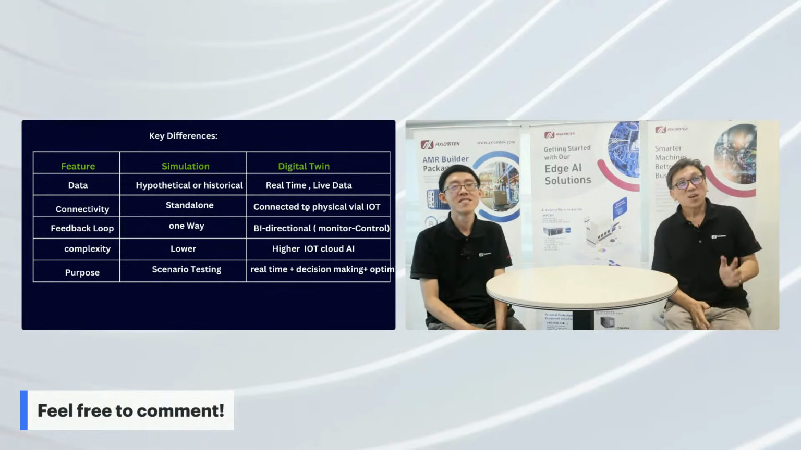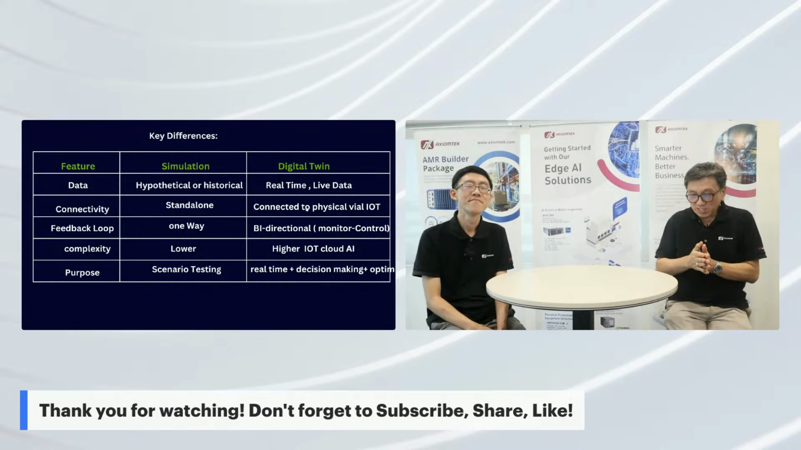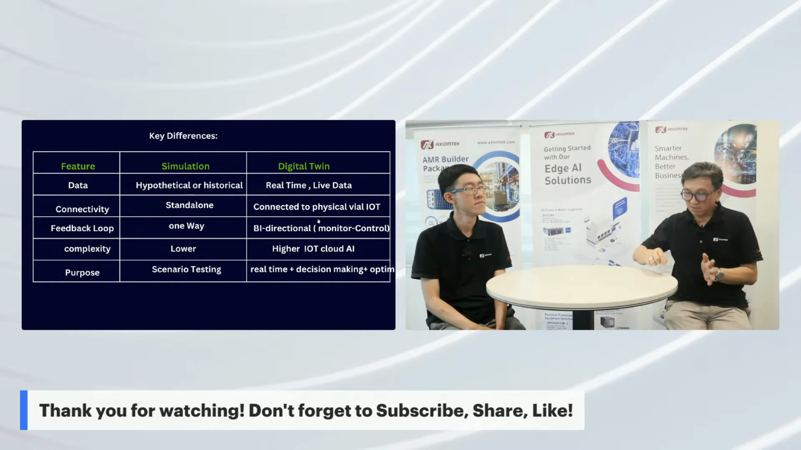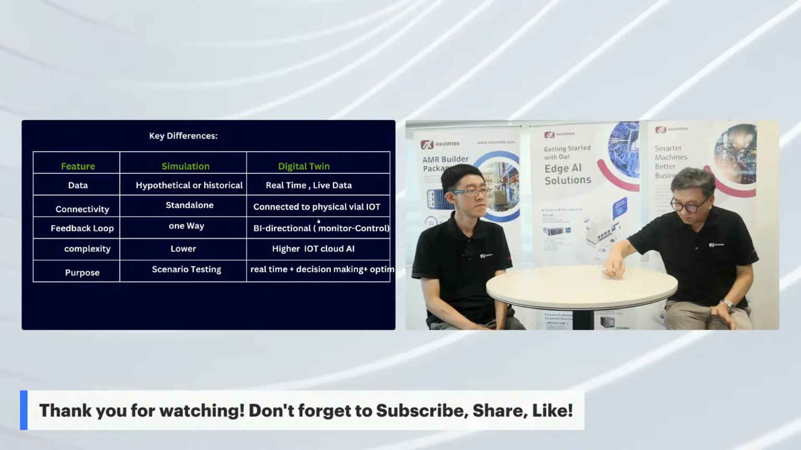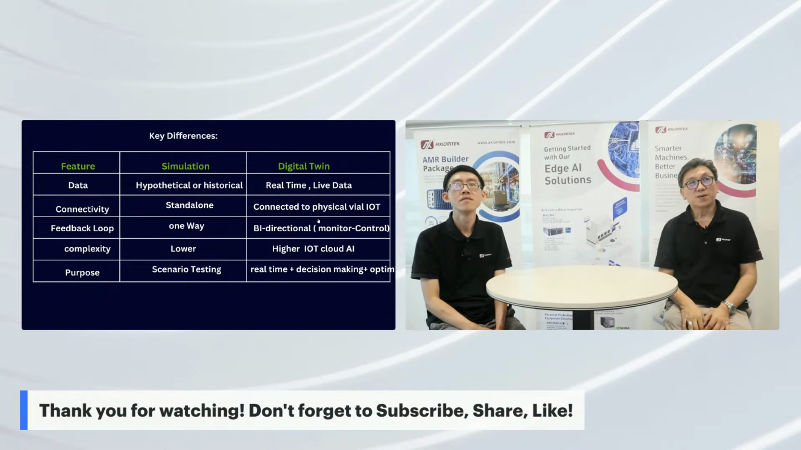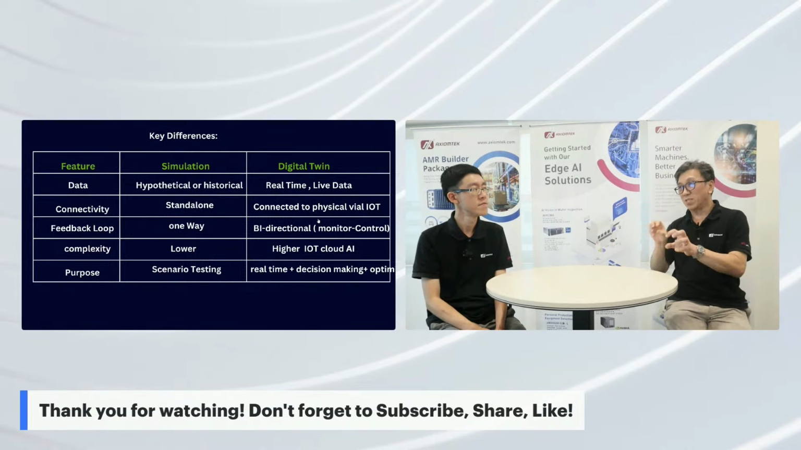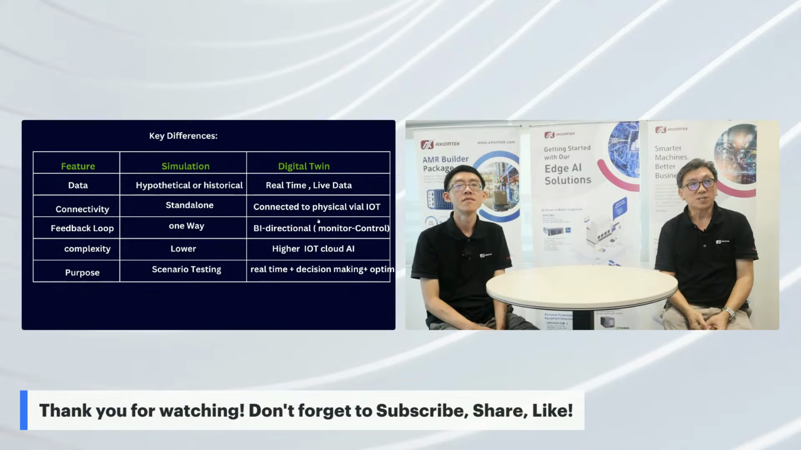So feedback and control for simulation usually is one way. Input, process, output. But in digital twin, usually it's bidirectional. There is a monitoring and control element going on, where we tap on different data, then we make it into the virtual model. So that is the bidirectional part.